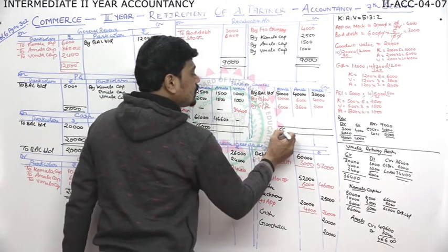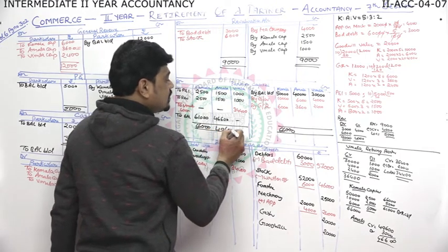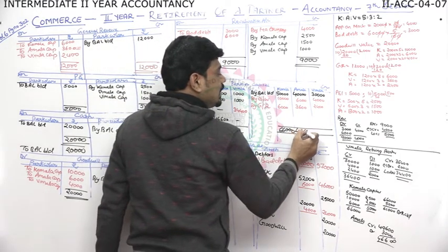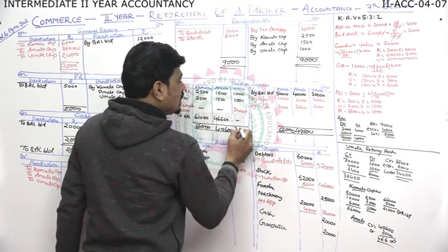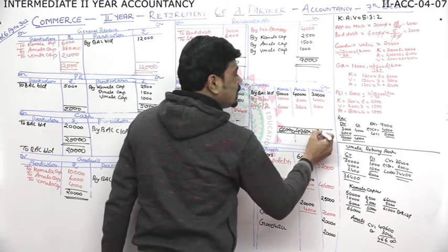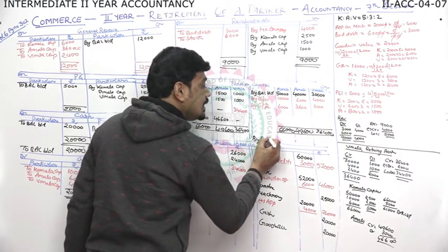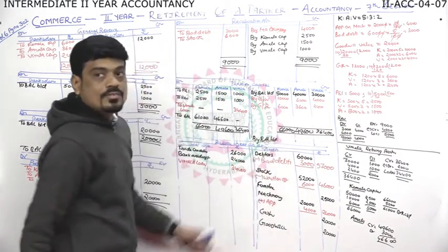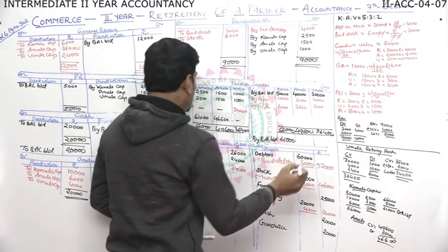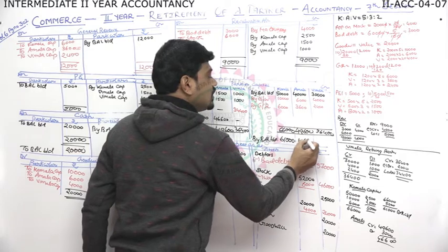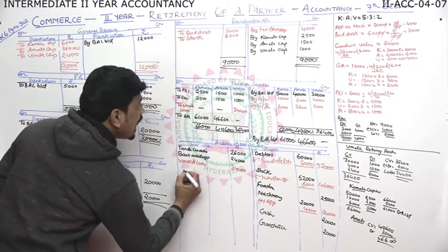66,000, 66,000. Here 49,600, 49,600. And what about here? 36,400, 36,400. Now we'll bring down the balance. Whose balance will bring? Only the remaining partner here. Vimala is not the partner. Kamala and Amala. 61,000, 46,600. Okay. And now we'll post capital.